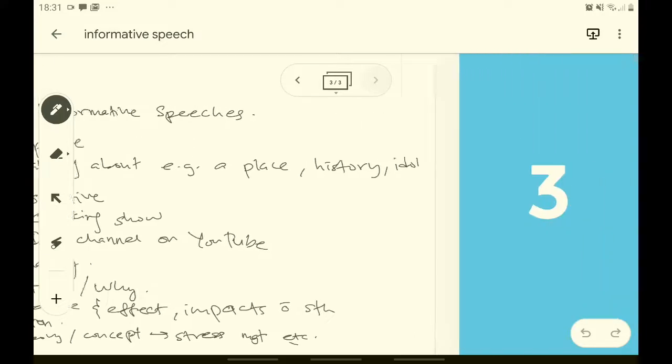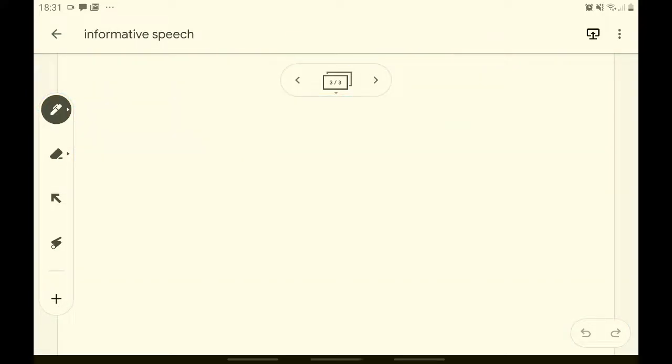When you are delivering your informative speech, there are organizational patterns that you can follow. So here we're going to discuss 5 organizational patterns of informative speeches. Let me just write it down for you. 5 organizational patterns of informative speeches.